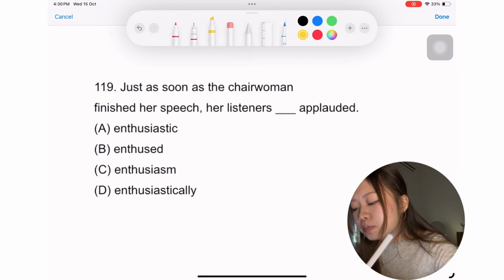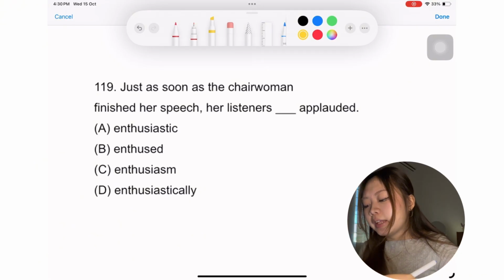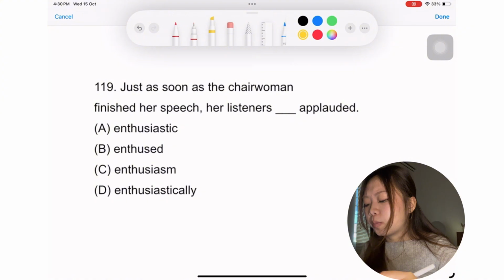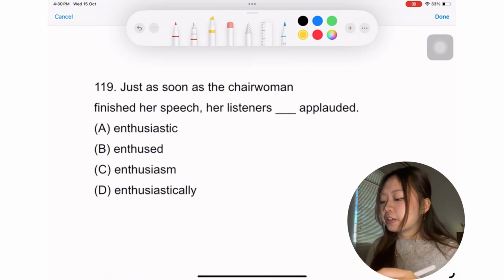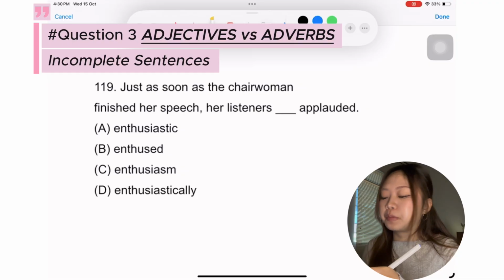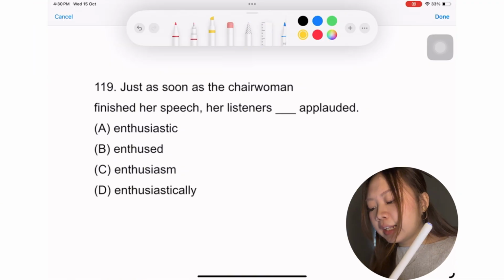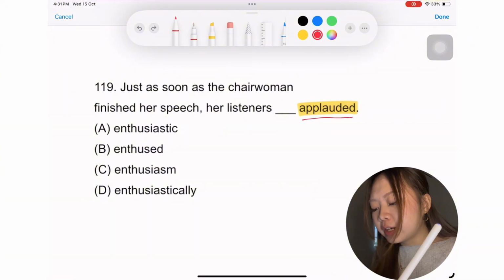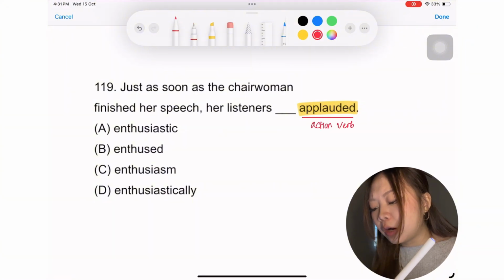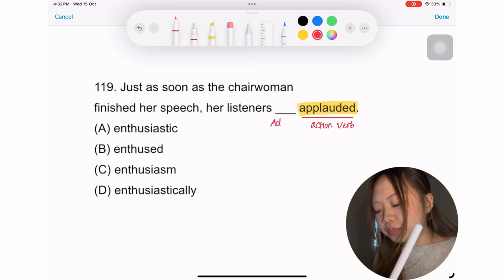Alright, now let's move on to our next question. This type of question appears very often in TOEIC incomplete sentences. It tests your understanding of word forms, and it's about adjectives and adverbs. Now, let's highlight the main verb first, applauded. Applauded is an action verb, right? So, we are describing how they applauded. If we describe how something happens, that means we need an adverb.